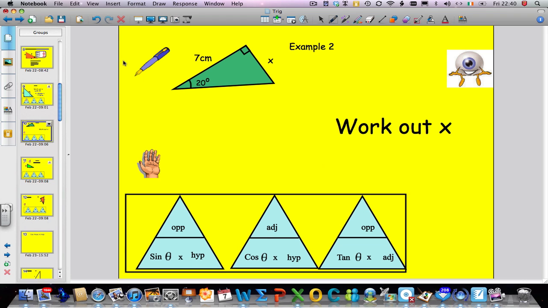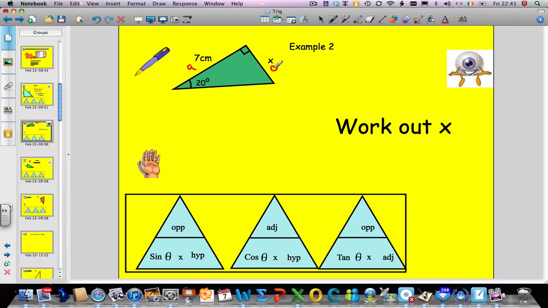Let's have a look at the middle example. Step one is to label my triangle. In relation to this angle, this is the opposite because it's opposite the angle. In relation to this angle, this is my adjacent because it's beside. Remember, the hypotenuse is always opposite the right angle, so this must be my adjacent. That's step one. Now I've got to pick a formula.